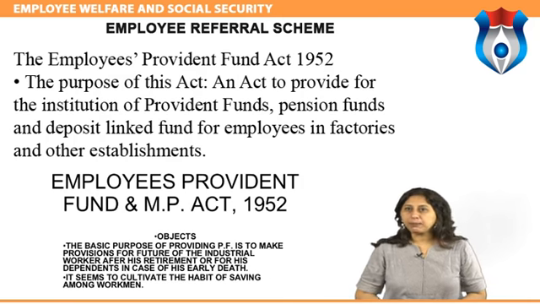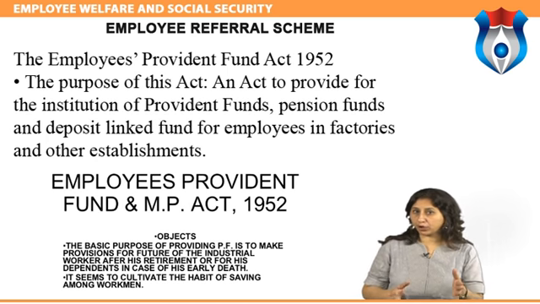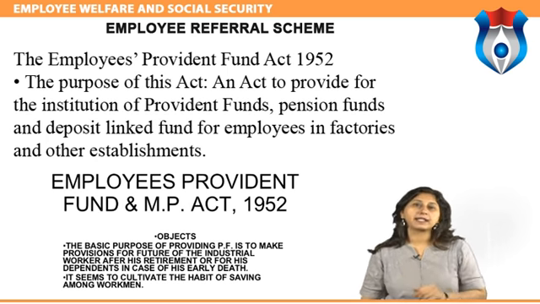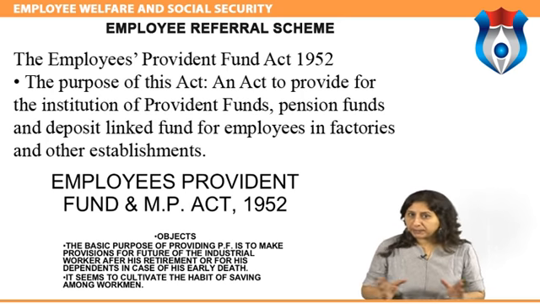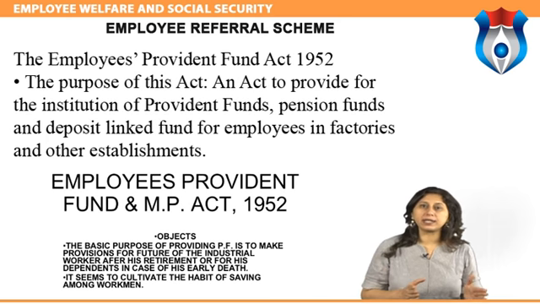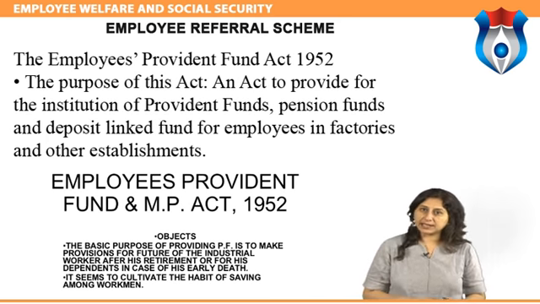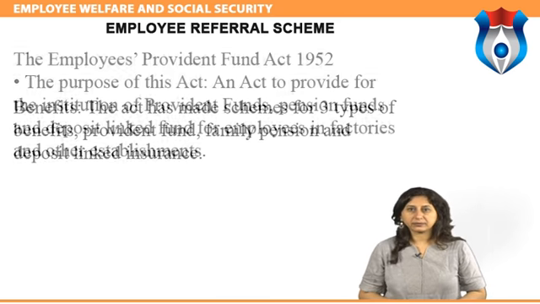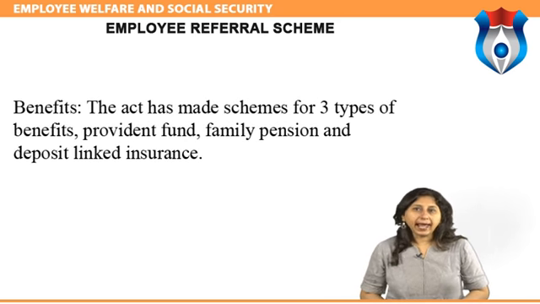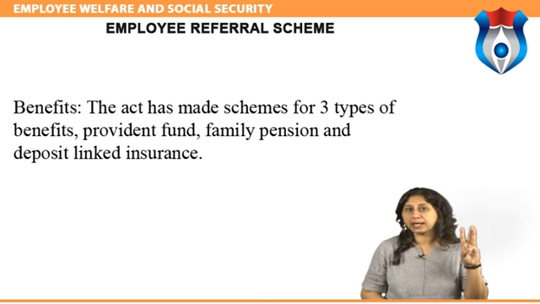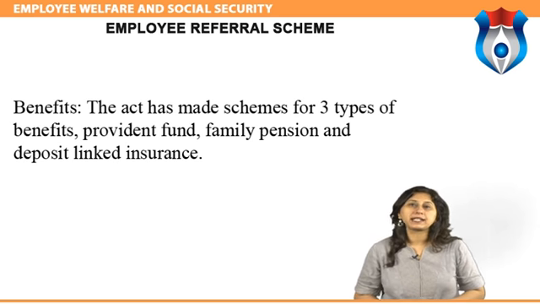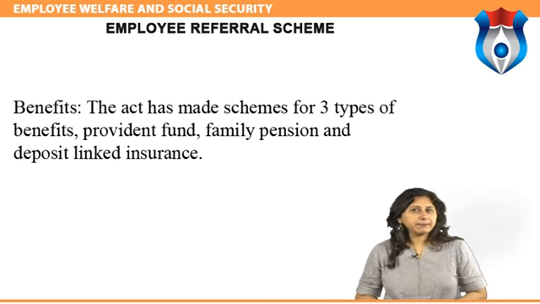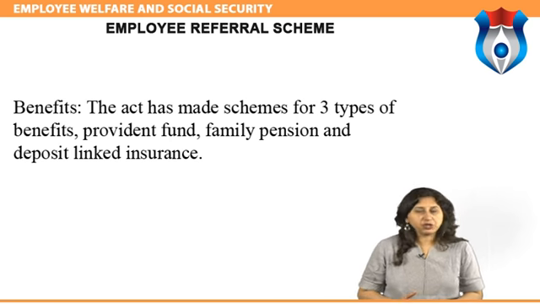Administration. The employees' provident funds, pensions and insurance schemes framed under the Act are administered by a tripartite Central Board of Trustees consisting of representatives of employers and employees and persons nominated by the central and state governments. Benefits. The Act has made schemes for 3 types of benefits: Provident Fund, Family Pension and Deposit-Linked Insurance. Family pension is payable to the widow or widower up to the date of death or remarriage, whichever is earlier.